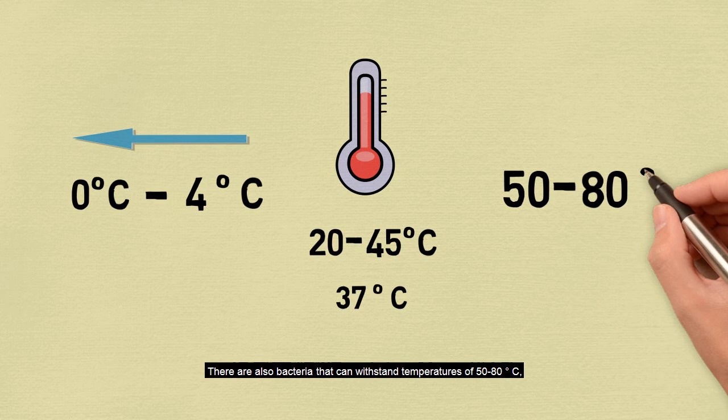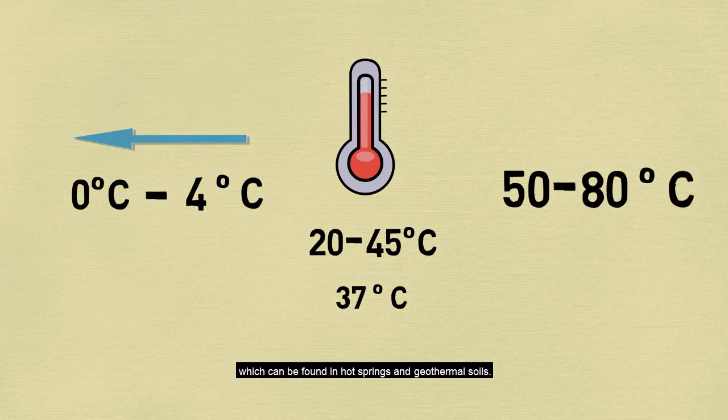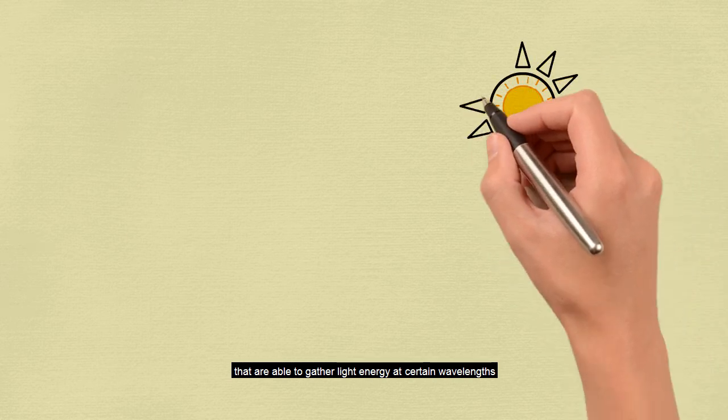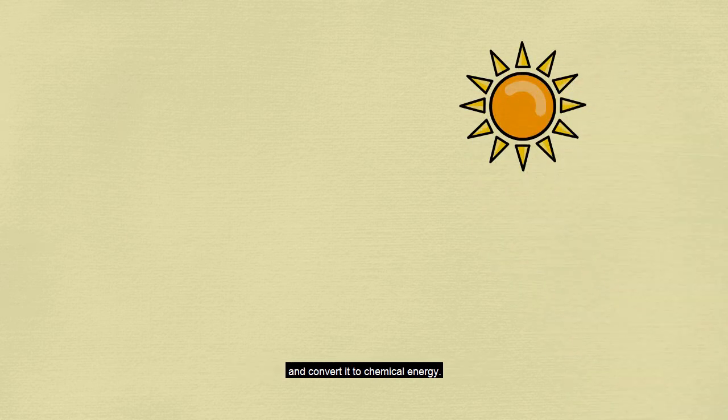There are also bacteria that can withstand temperatures of 50 to 80 degrees Celsius, which can be found in hot springs and geothermal soils. Some bacteria require light for growth. These microbes have light-capturing pigments that are able to gather light energy at certain wavelengths and convert it to chemical energy.